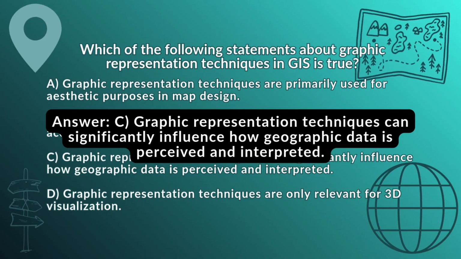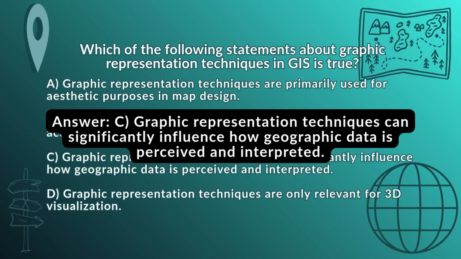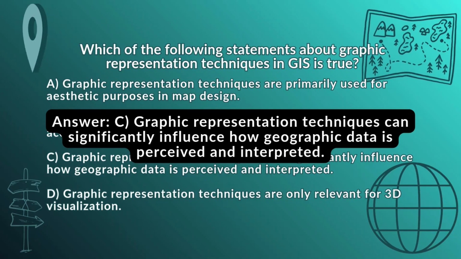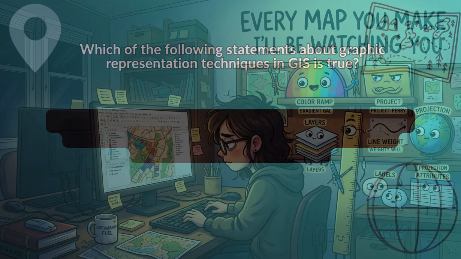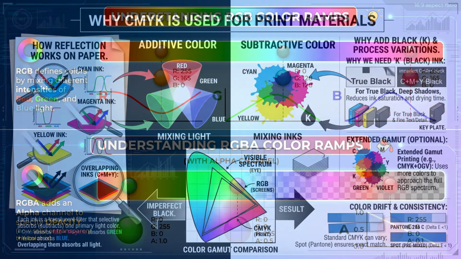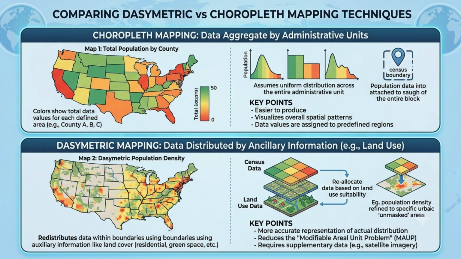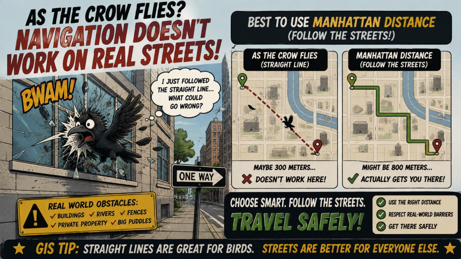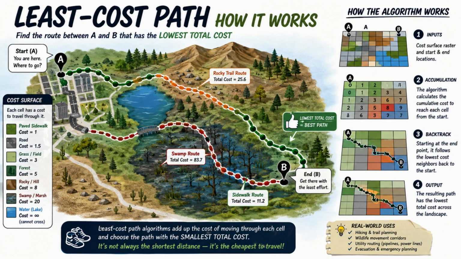Every mechanism we've unpacked today proves that point. The map is not the territory. It is a highly engineered translation of the territory. Every single decision alters the reality you present to your audience. Choosing RGB over CMYK dictates your medium. Choosing a dasymetric map over a choropleth actively dismantles the ecological fallacy. And overriding the Euclidean default to run a least cost analysis across a friction surface entirely changes the outcome of your spatial model.